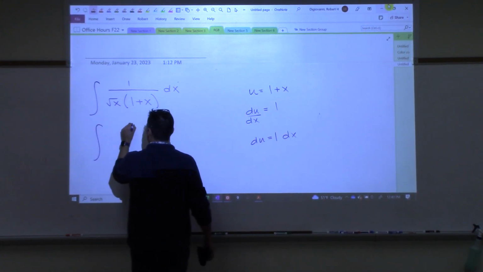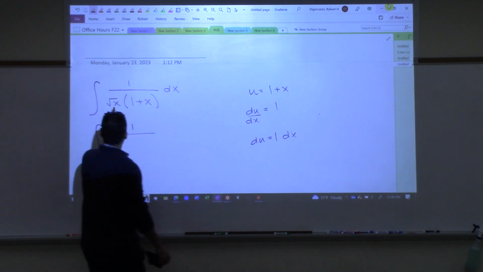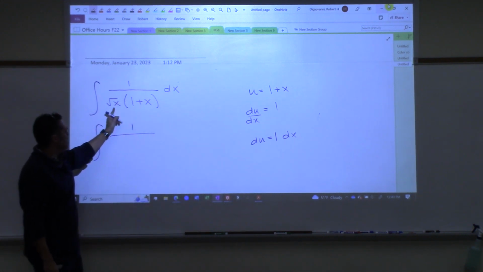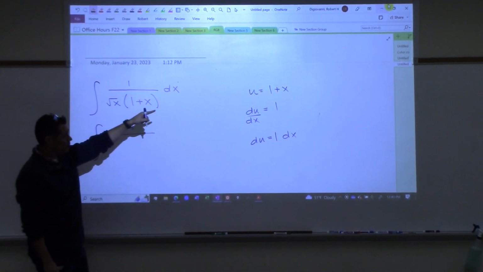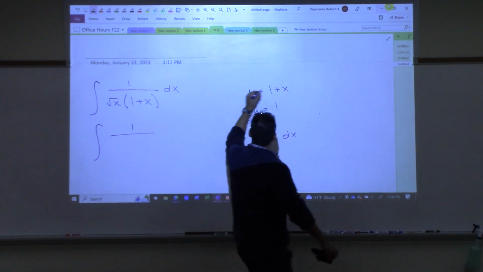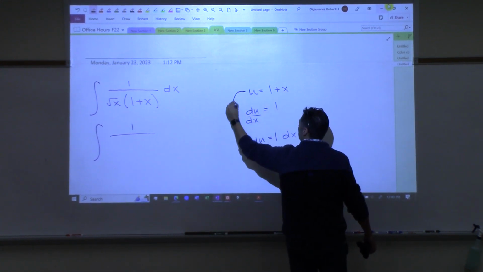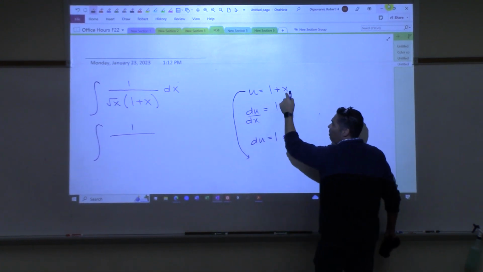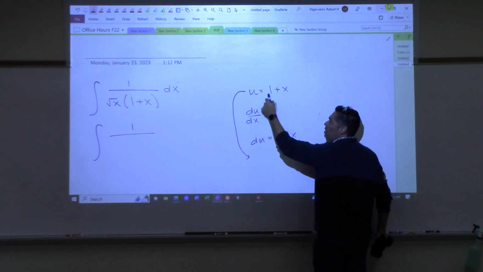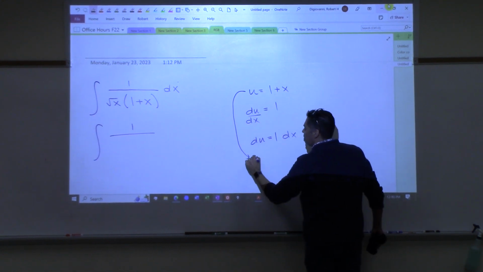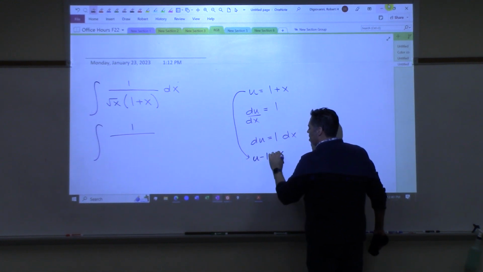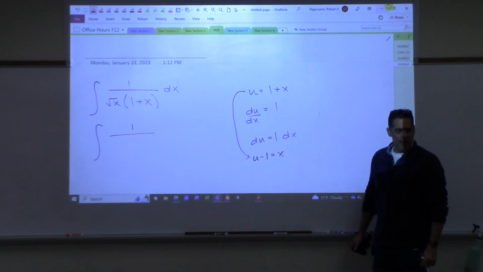I'm going to try and rewrite the problem. I have 1 over the square root of x. But wait a minute, what's x? Equal to u. Well, you can take this equation and solve for x, right? Just move the 1 to the other side. Subtract 1 on both sides. And wouldn't you get u minus 1 as x? Yeah. I could do that.